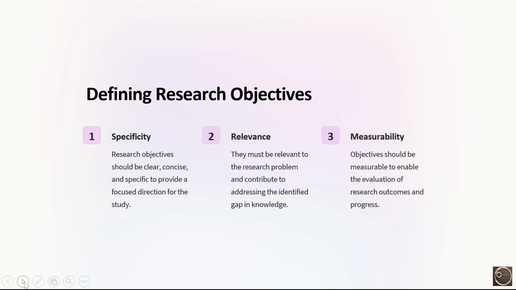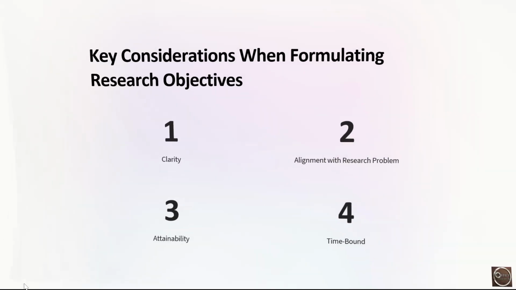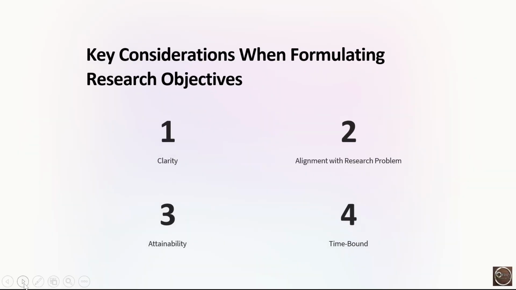So to add on to that, these are additional considerations when formulating your research objectives. Number one is clarity. We have already said that it should be clear. Number two, they should align with the research problem. And number three, they should be attainable, with a level of feasibility. It's not something that is unachievable. And number four, time bound. All research papers should be done within a stipulated period of time. It's not infinity. It should be given a time frame.